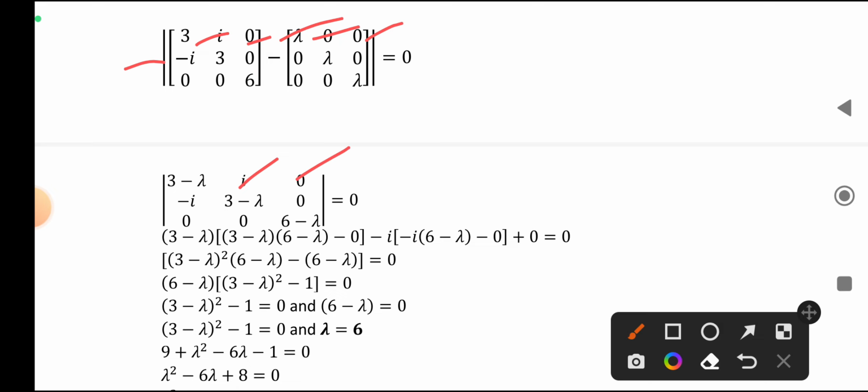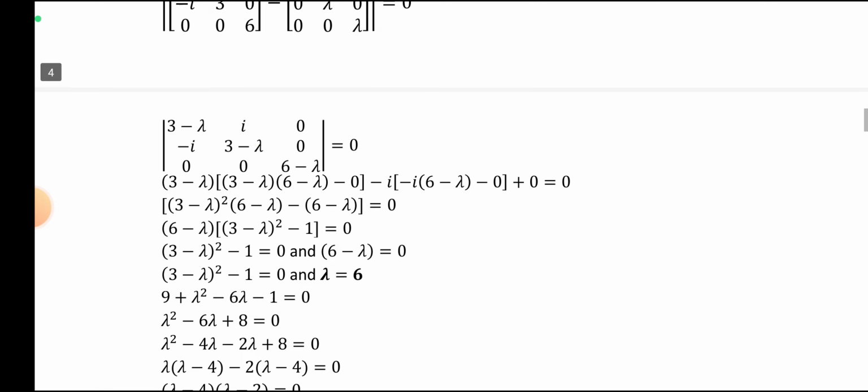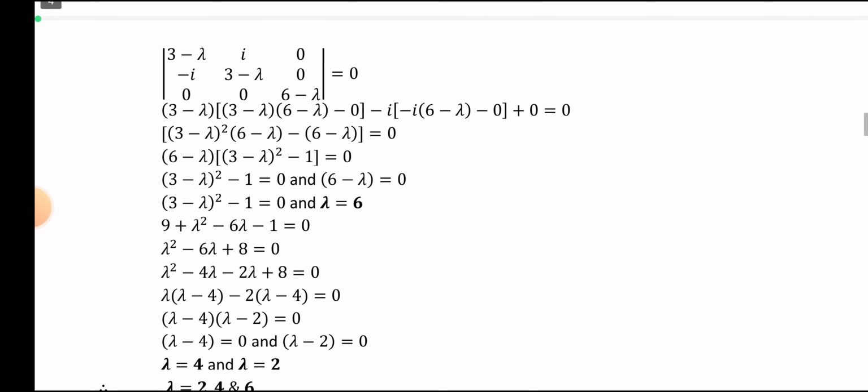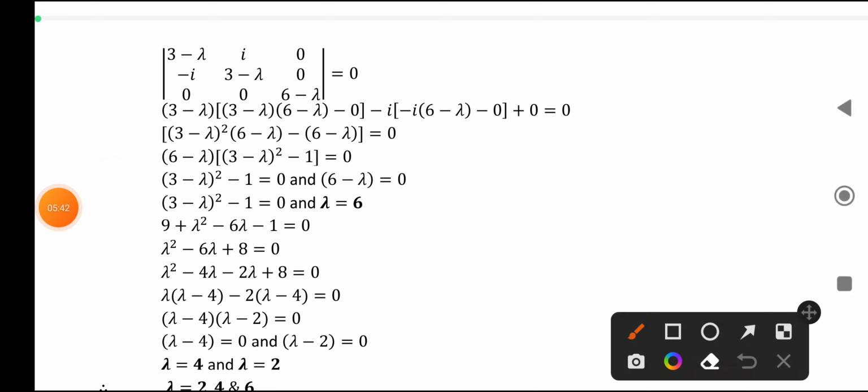Next, 0 minus 0 is 0. Next, minus 1 minus 0 is minus 1. 3 minus lambda, 3 minus lambda. 0 minus 0 is 0, 0 minus 0 is 0, 0 minus 0 is 0. 6 minus lambda is 6 minus lambda. Okay, now finally it is converted into a single matrix. So let me take its determinant.